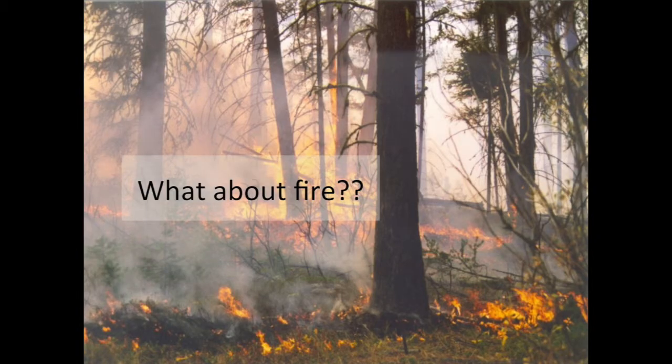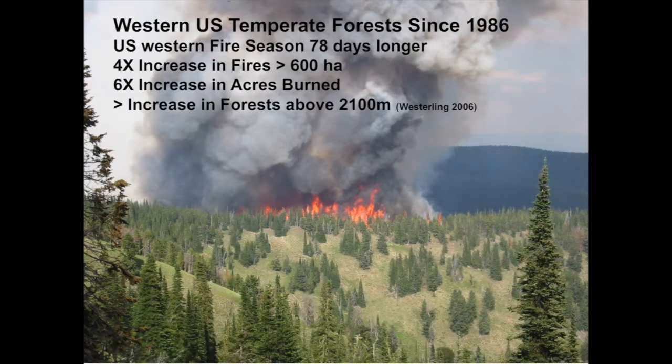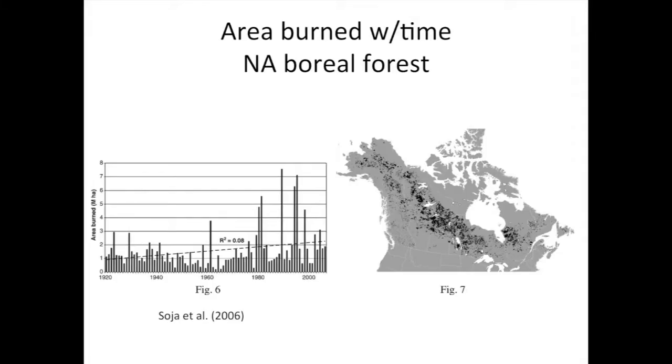What about fire? Well, we know fire occurrence is increasing in the West. Since 1986, U.S. fire seasons are about 78 days longer, with a 4-fold increase in fires over 600 hectares, and about a 6-fold increase in the number of acres that are burned. And that's mostly in our forests that are over 2,100 meters, which would be predominantly lodgepole pine systems.